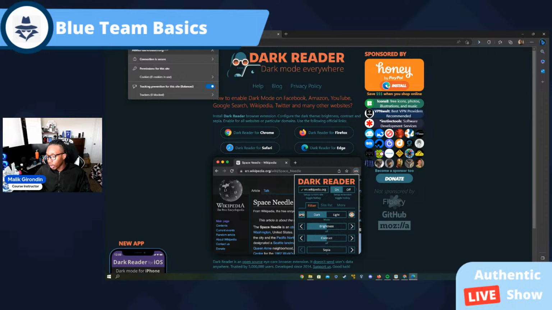I don't know if you guys know about this lock right here. This shows that, hey, okay, this site is safe. This thing is safe. It's cool. Another thing you can look at. Look at the thing right here. Look at the protocol that's being used.